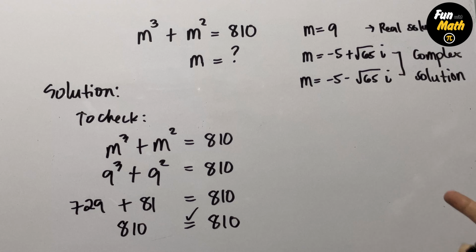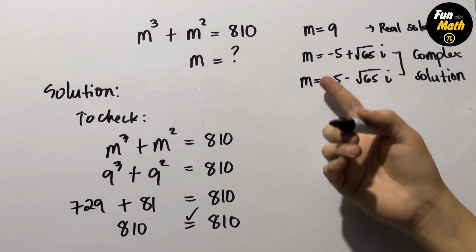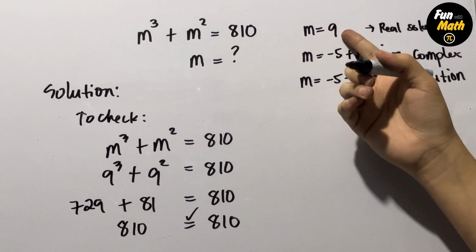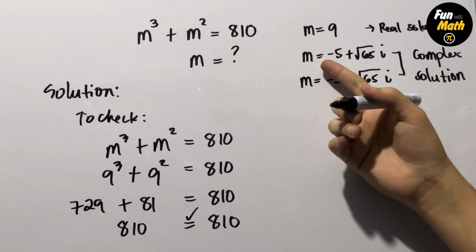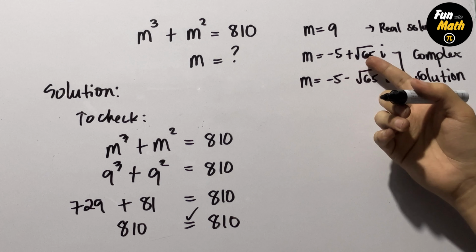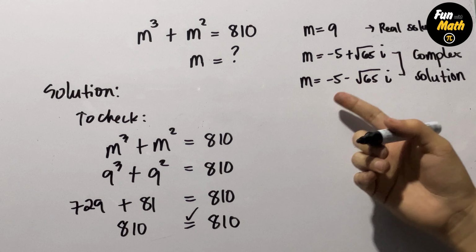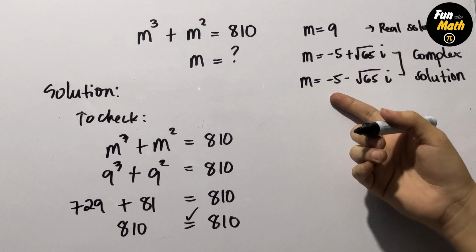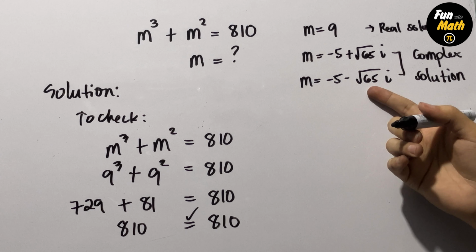Therefore, the values of m are m is equal to 9, m is equal to negative 5 plus square root of 65i, and m is equal to negative 5 minus square root of 65i.